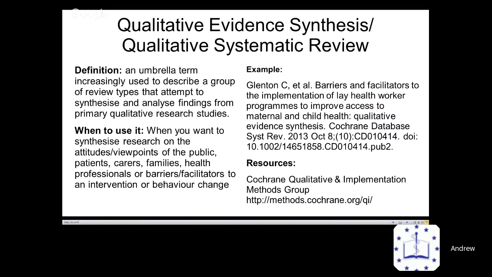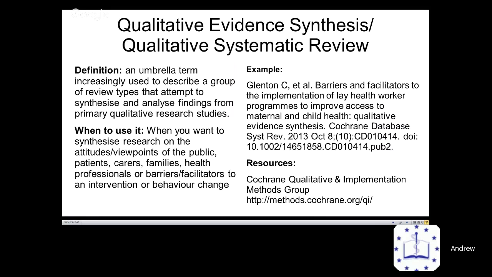But a qualitative systematic review isn't trying to answer the question, what works? It answers questions like, what is acceptable? What are the barriers? What are the facilitators? What makes things more likely to work? These are very popular because they tell us what the public or patients or carers want. And there's a very good example now in the Cochrane database on looking at the barriers and facilitators to using lay health workers instead of professionals to deliver maternal and child health in lower and middle income countries.